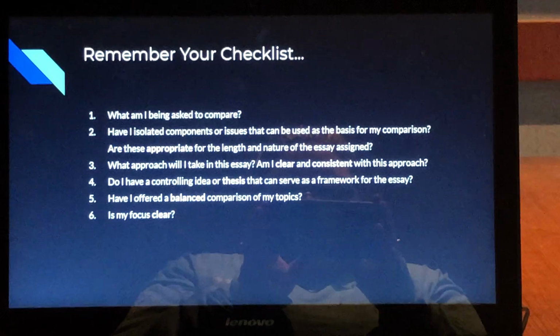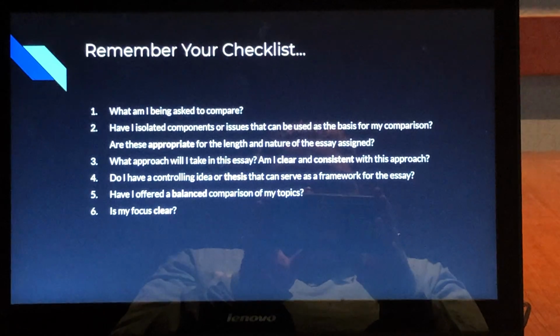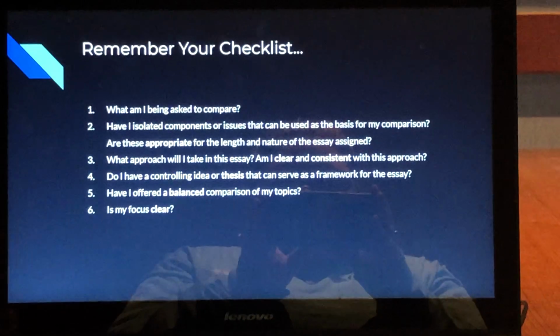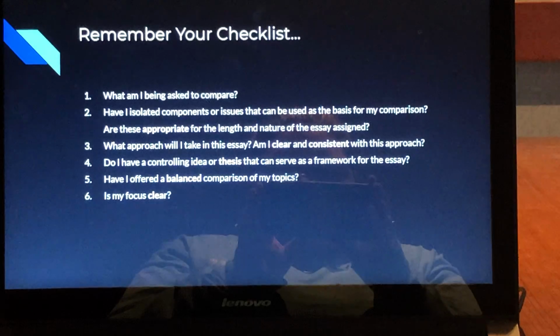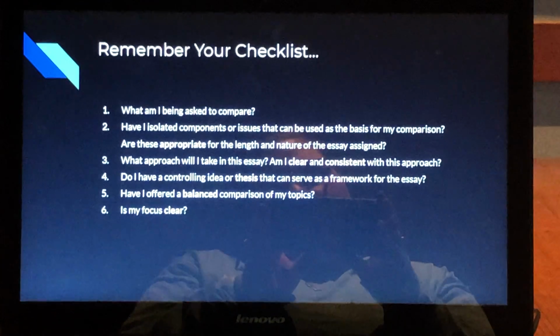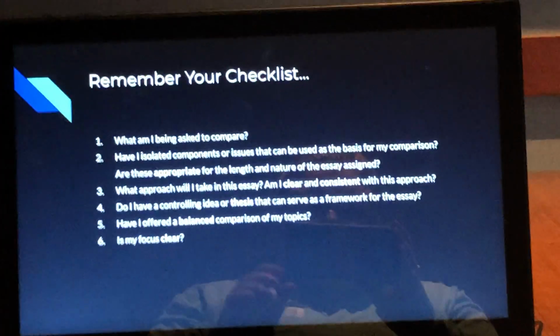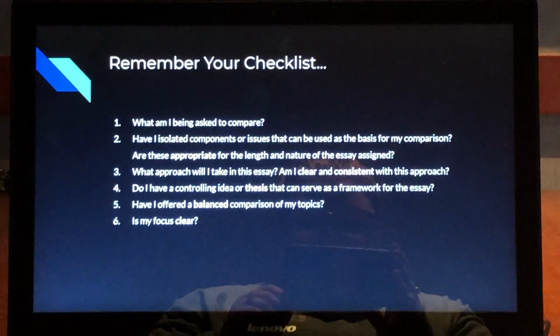Because if you're comparing two things like Genesis and the Enuma Elish, you don't just want to pick out one line, one issue, and focus on that. You want to get the whole story in there, just for one example. Step 3, what approach will I take in this essay? Am I clear and consistent with this approach? Referring to the earlier three approaches that Ariana spoke about, you just want to make sure that you stick to one.